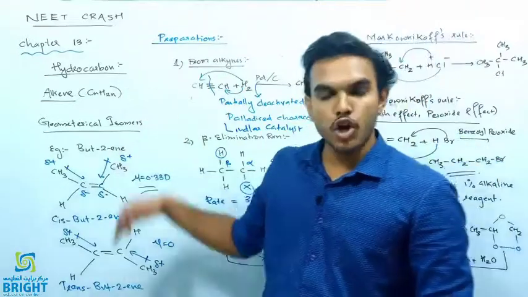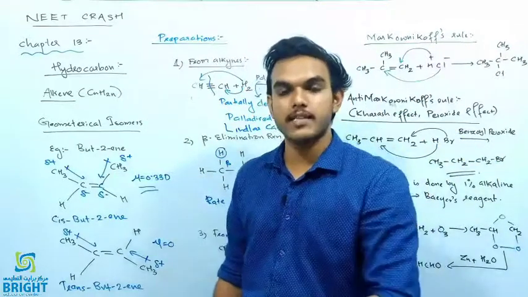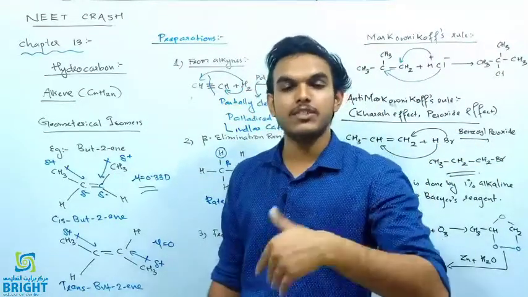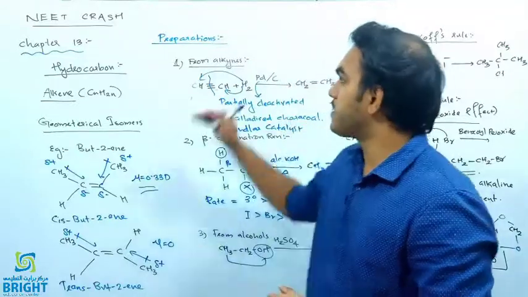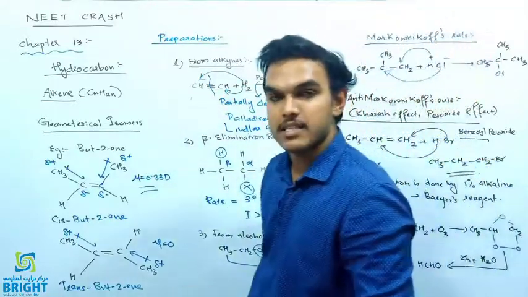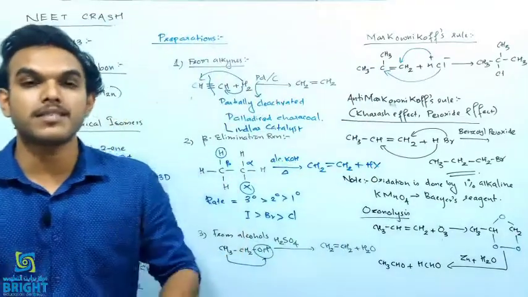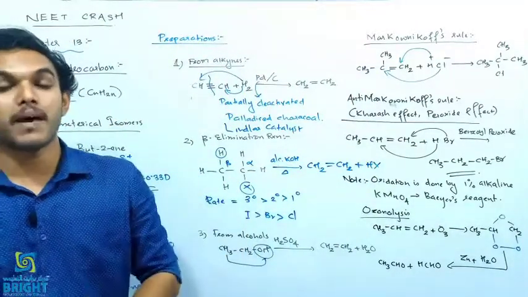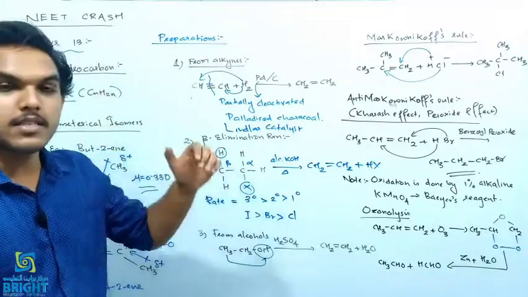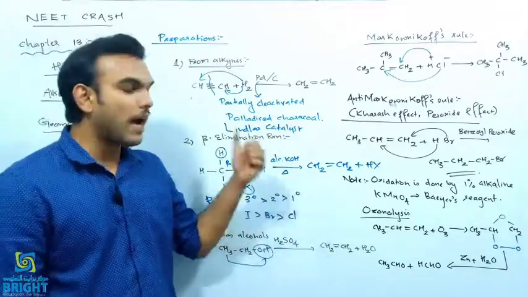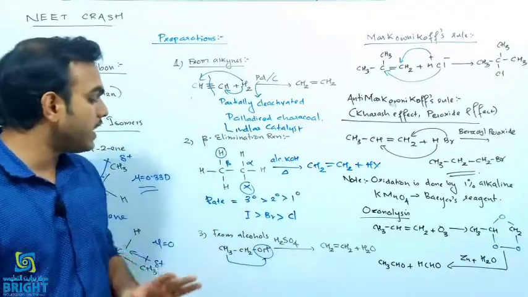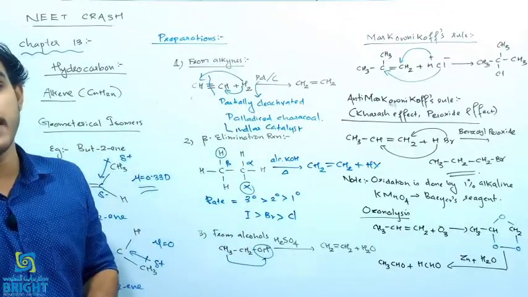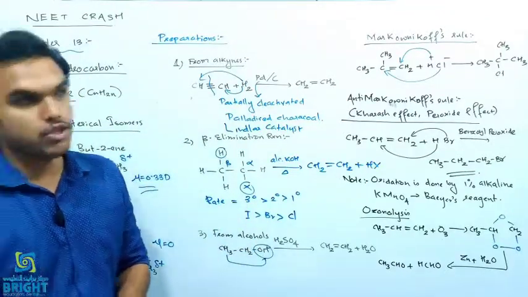Now we studied the geometrical isomers like cis and trans isomers. Cis are on the same side and trans are on opposite sides. Then we studied the preparation from alkynes, which is done in the presence of Lindlar catalyst, that is partially deactivated palladized charcoal. Then we discussed the beta elimination done in the presence of alcoholic KOH. Then we studied the preparation from alcohols, where the reaction is done in the presence of concentrated H2SO4.